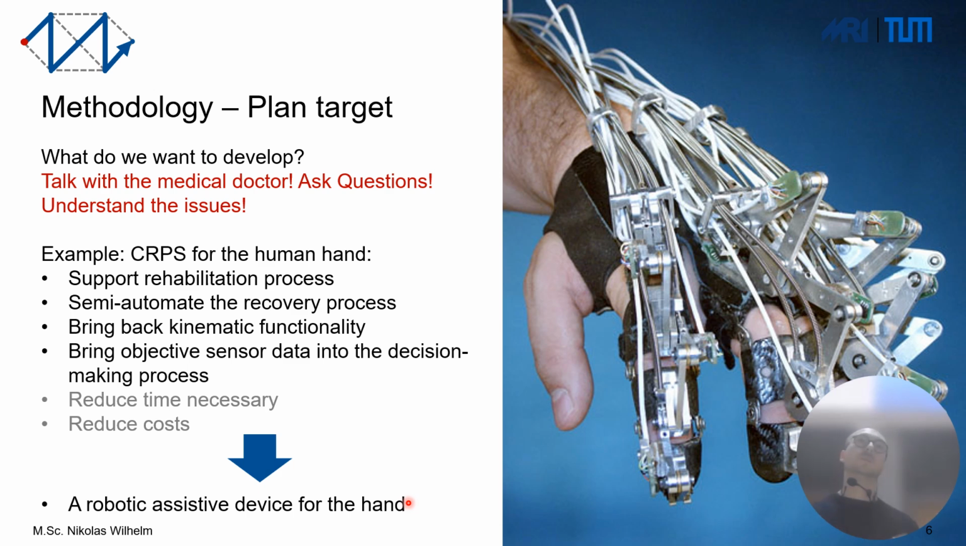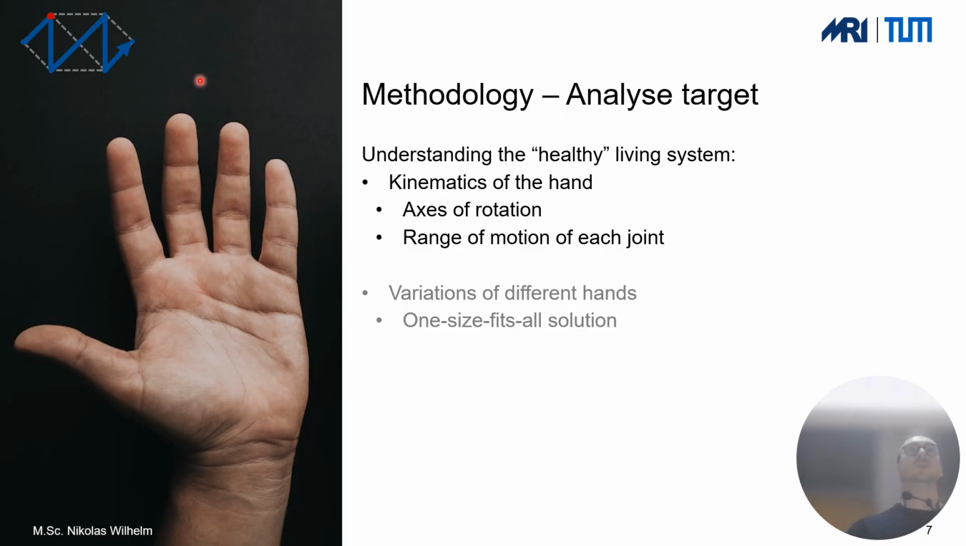What do we actually want in the first place? Okay, let's keep following along that path here. So next, we need to thoroughly analyze that target. So here, I can go a bit faster about this. We want to understand the healthy system that we will be looking upon. So here, it's the human hand.